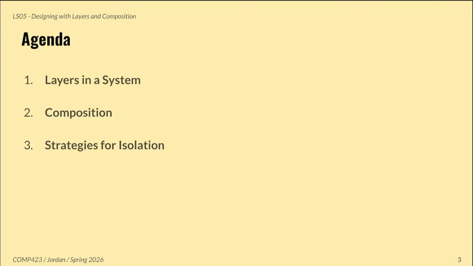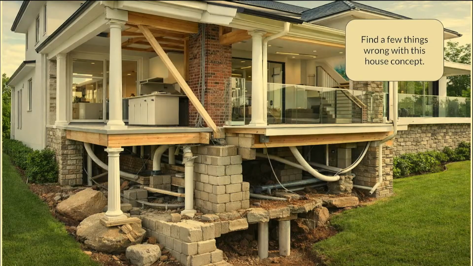Cool. So what are we looking at today? We're going to look at layers in a system. We're going to talk a bit about composition, and then some strategies for isolation. But the warm-up here is I would like you on a whiteboard at your table, so you won't need your computers today. You can put those away. You only need maybe something to take notes on. You can do one whiteboard per table. That's fine. Can you find a few things wrong with this house concept?